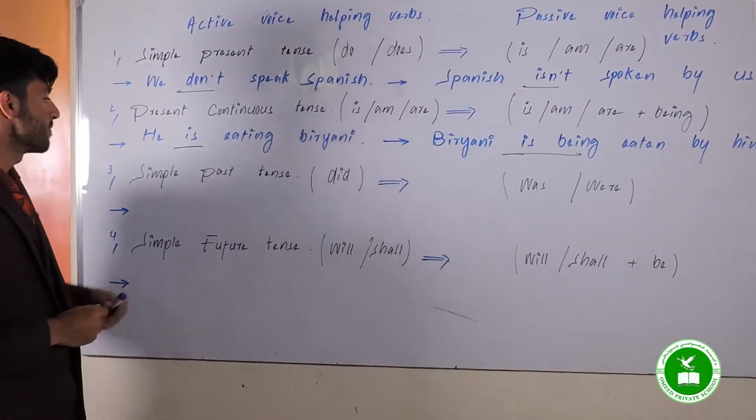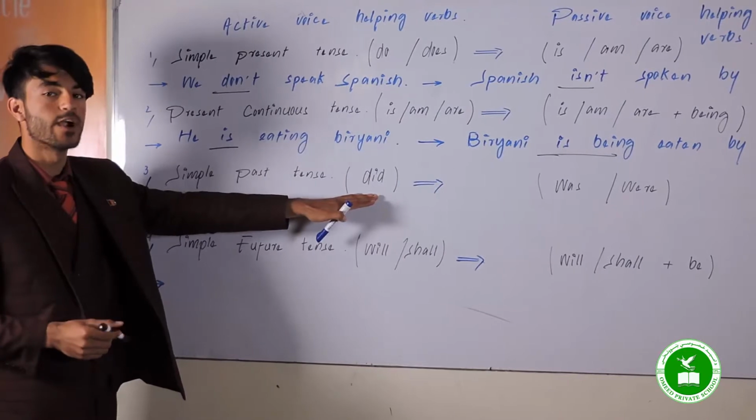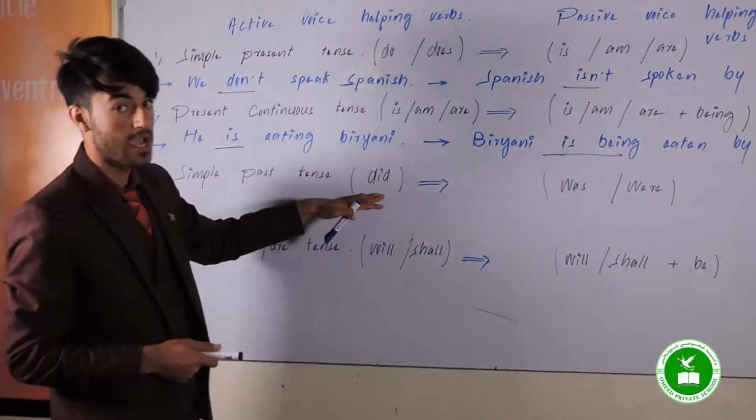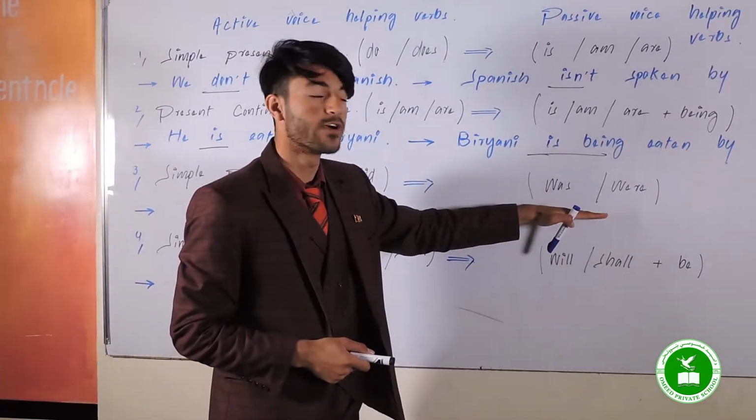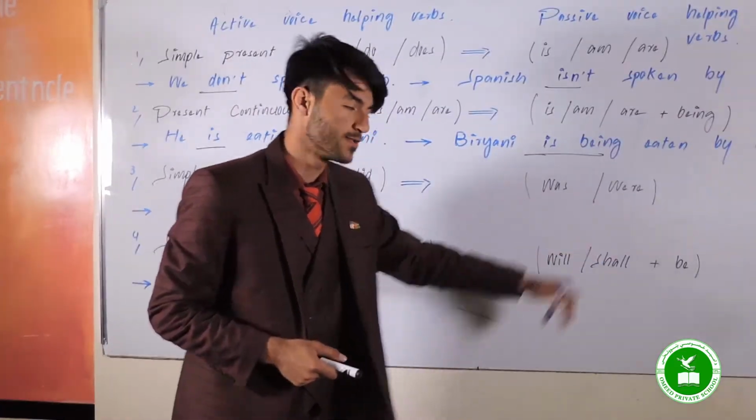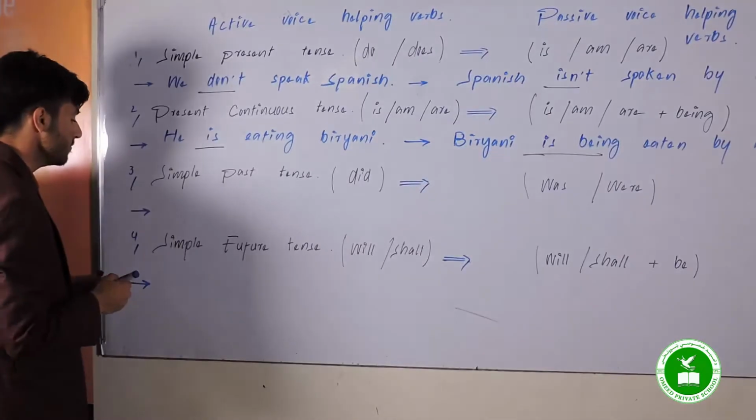The third tense, that's simple past tense. The helping verb in simple past, when you are talking about active voice, is did. But in passive, those helping verbs are was and were. Let's write an example for this one.